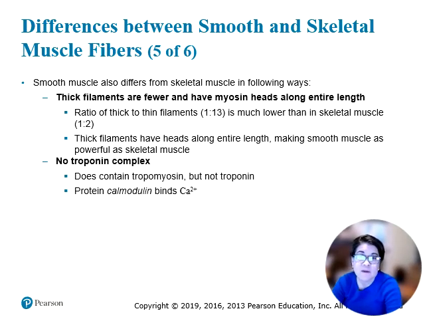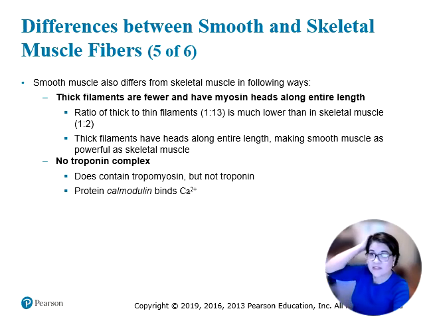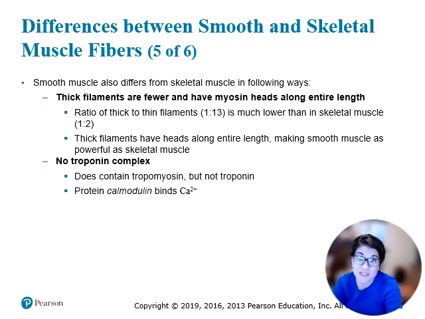Okay, so the other differences are you have fewer thick filaments, and you have myosin heads through the entire length instead of just on one area. So the ratio is 1:13 of thick to thin, and the thick filaments have the heads all along. And there's none of this troponin part. There is tropomyosin, but there's no troponin. So it has a different protein that does the calcium mechanism.